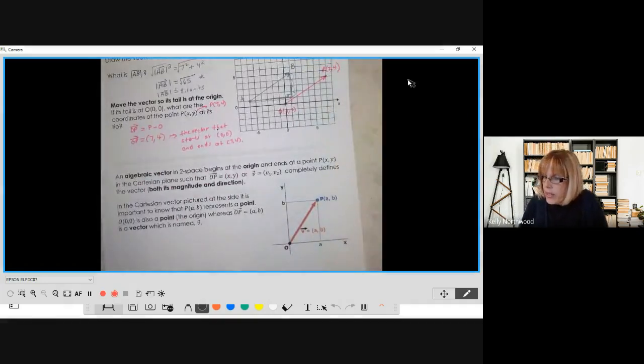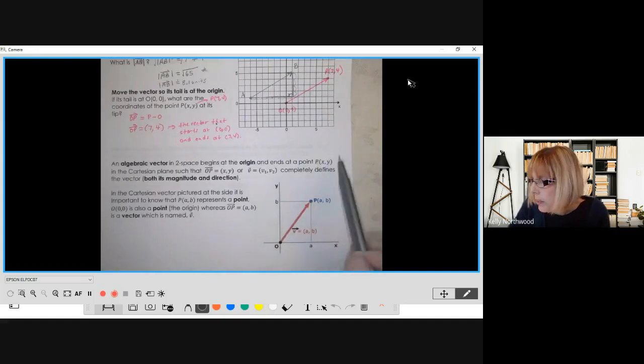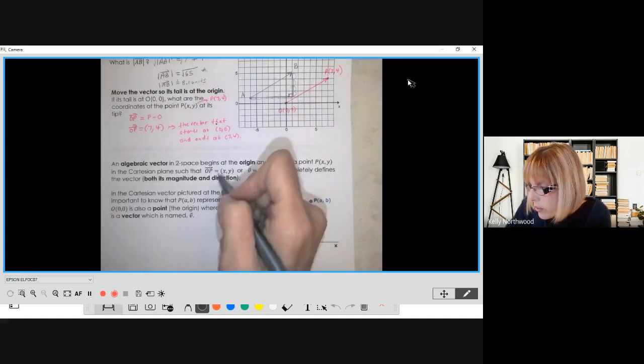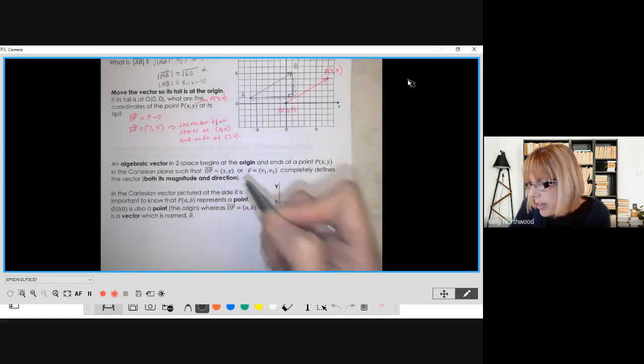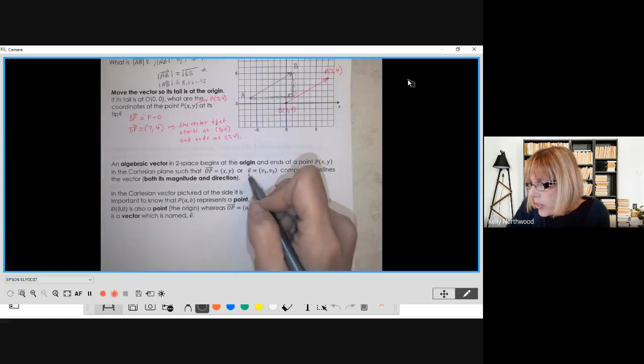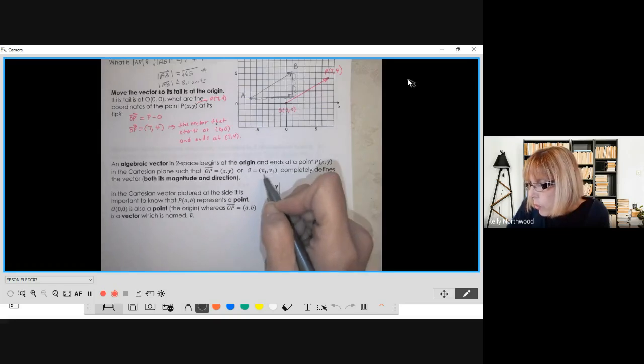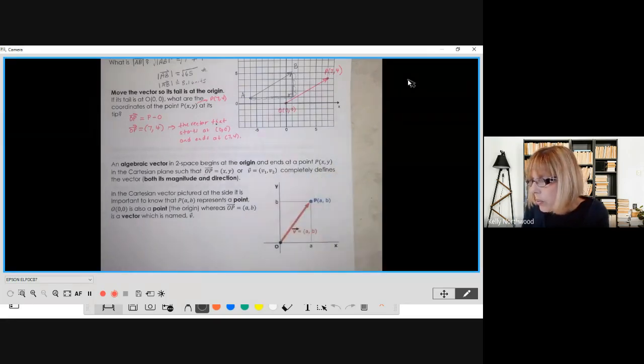An algebraic vector in two space begins at the origin, like we said, and ends at a point P(x, y) in the Cartesian plane, such that vector OP is equal to vector ⟨x, y⟩. For vector little v, we can also use one small letter, equal to vector ⟨v1, v2⟩, where v1 is the x component of the vector and v2 is the y component of the vector. And it completely defines the vector.